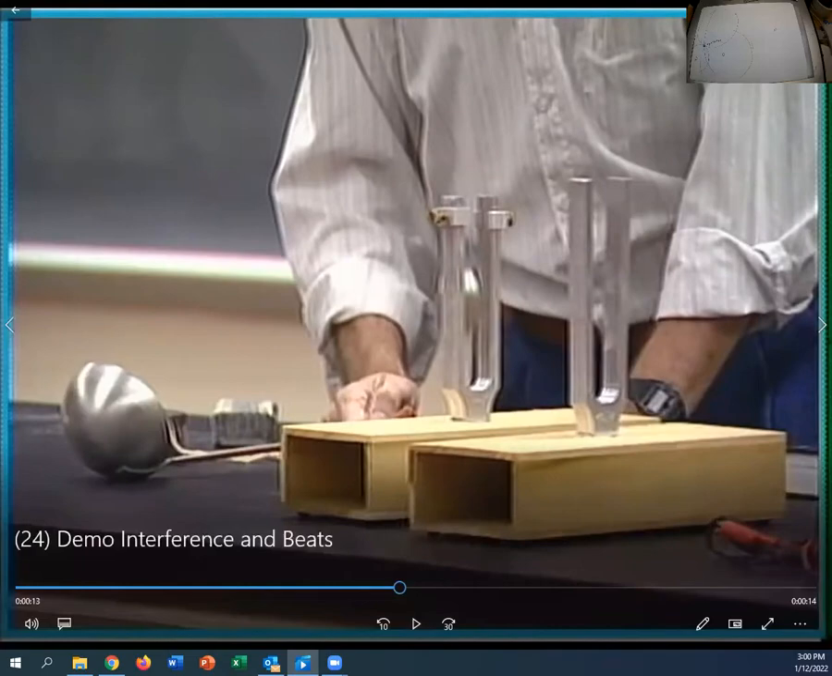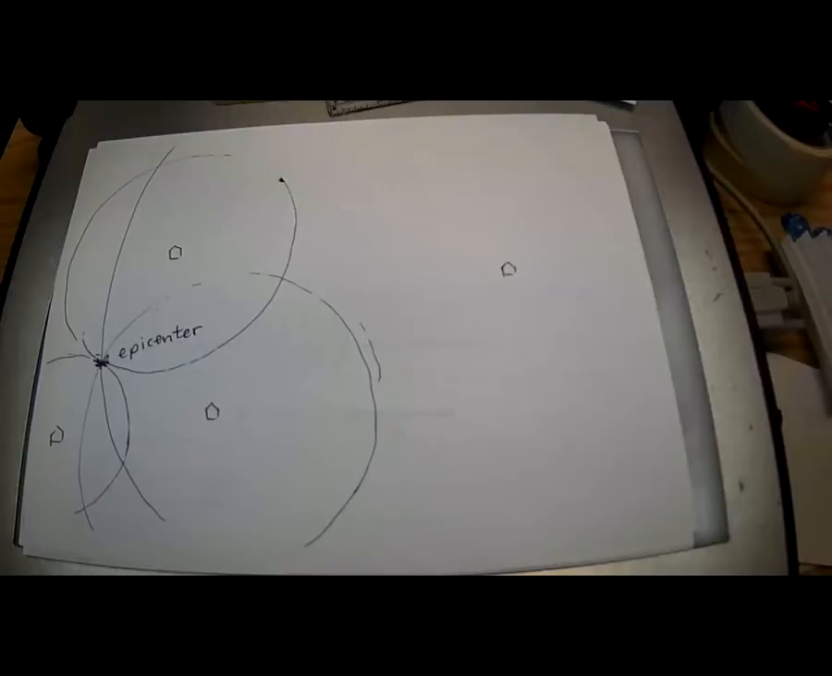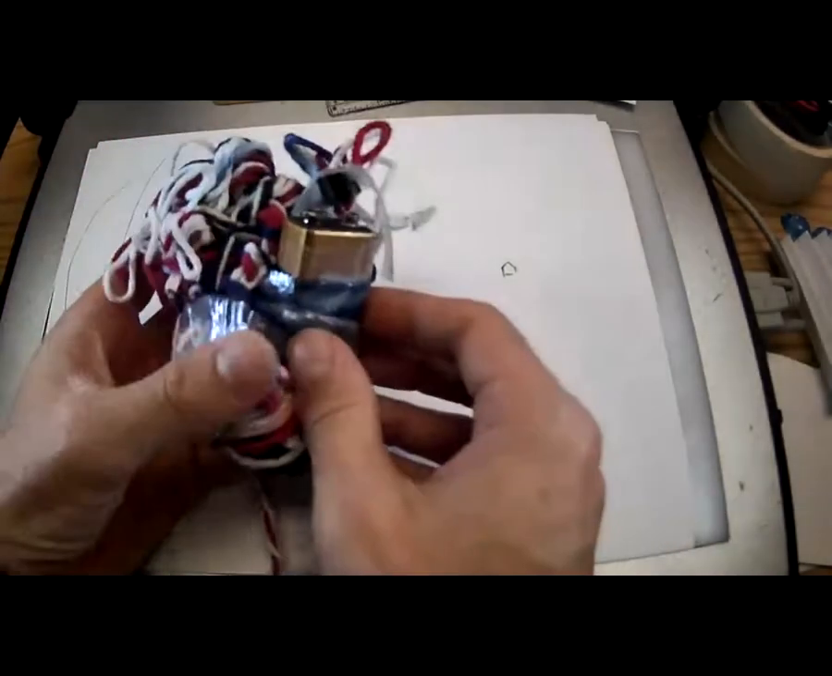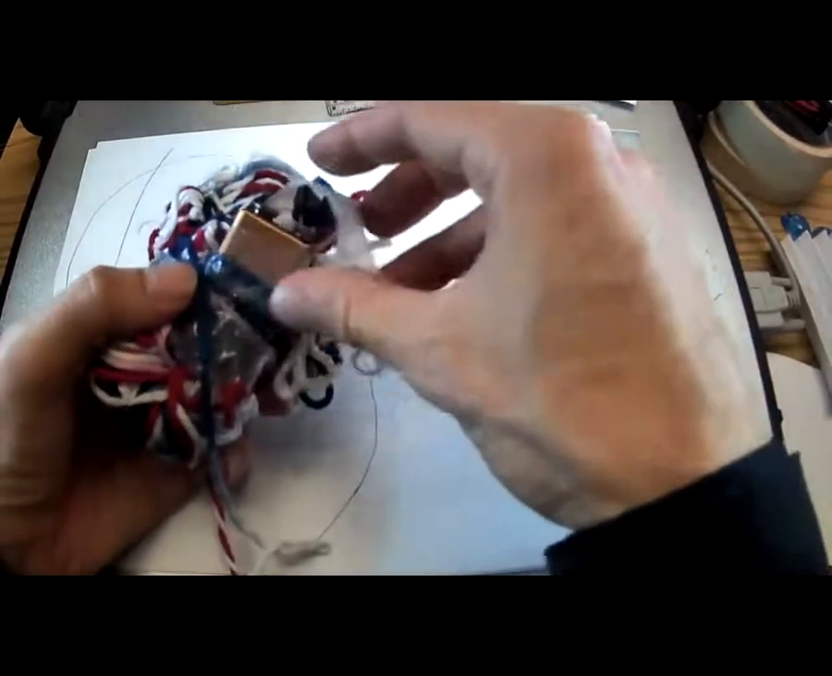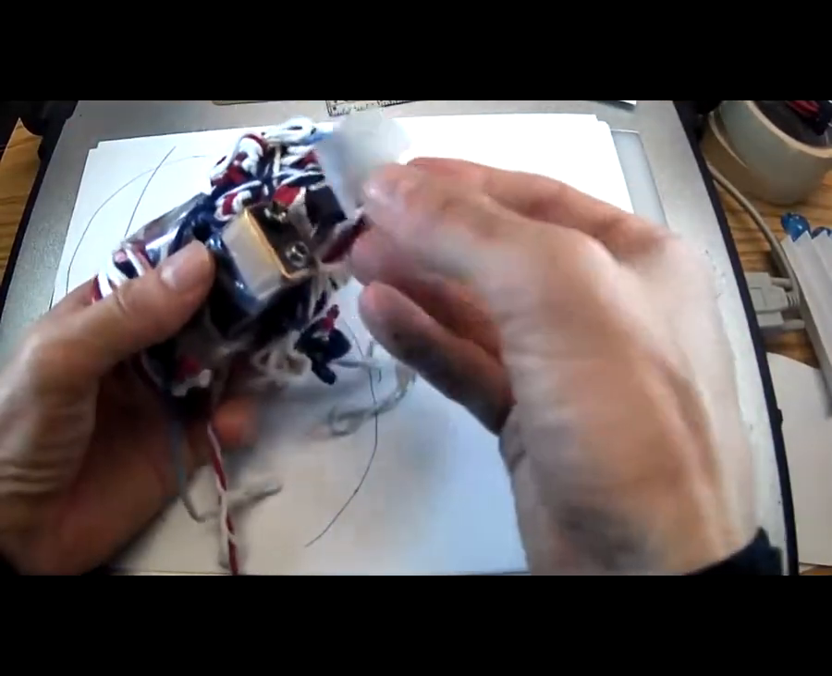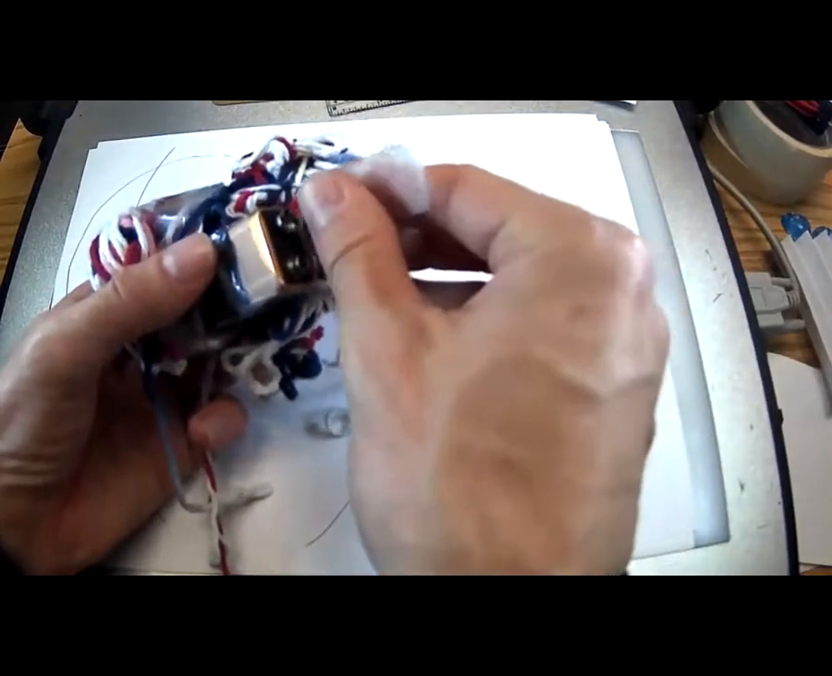Okay. I do have one more Paul Hewitt for you guys today, but I'm going to hold you in suspense because I have a live demo first. So I have here a piezo, a 9-volt battery, and a bunch of yarn for padding. I just put this together.